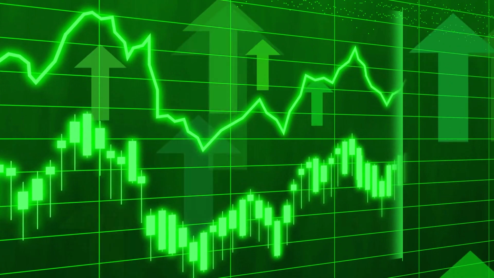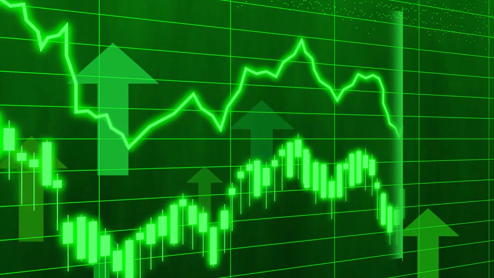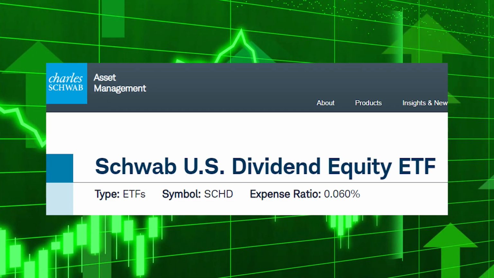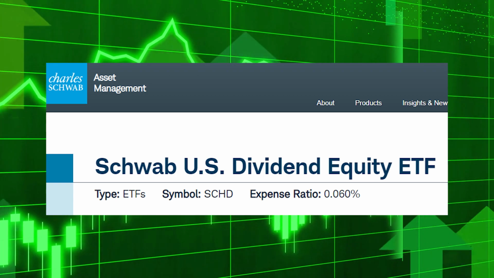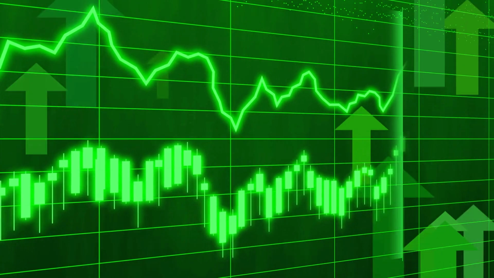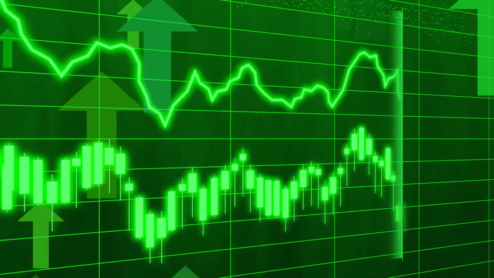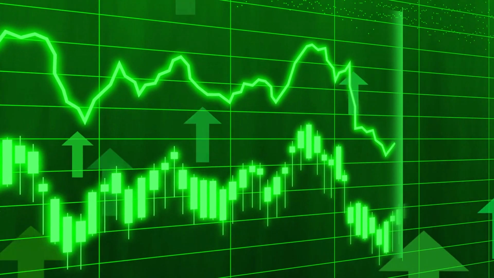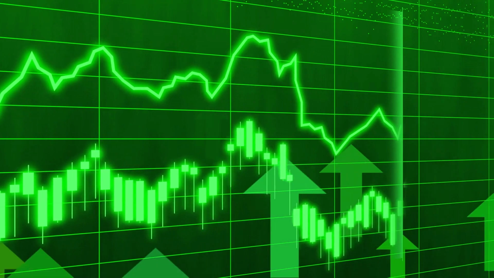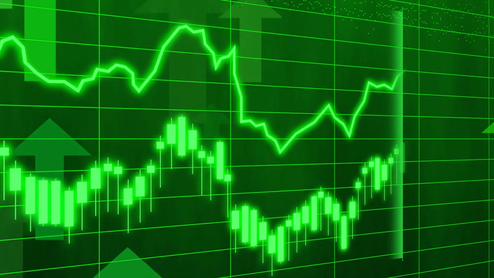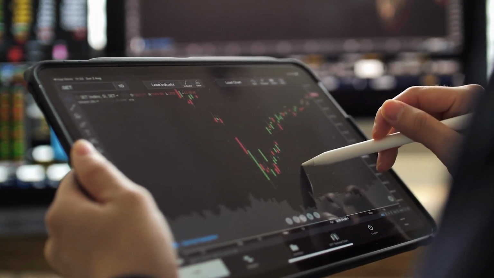SCHD is also very popular because of the low expense ratio. The expense ratio is 0.06, which is significantly lower than the average expense ratios of similar ETFs. And take my word for it, guys, I invest in plenty of different ETFs, closed-end funds, and much of the like, and 0.06 is definitely the lowest expense ratio throughout my entire portfolio.